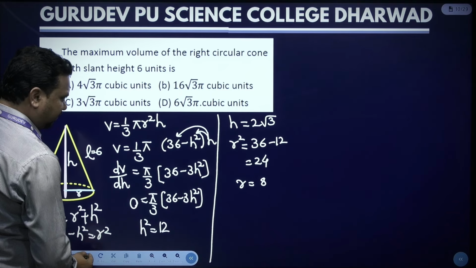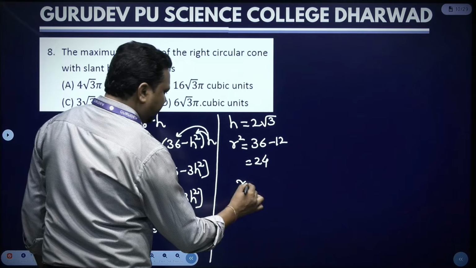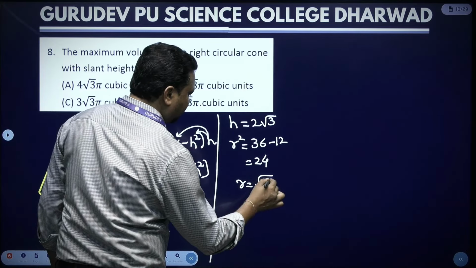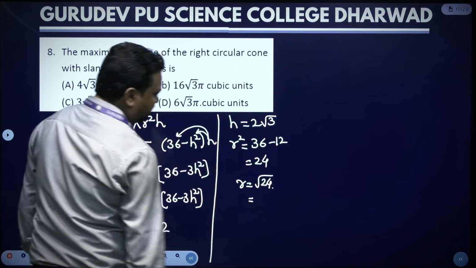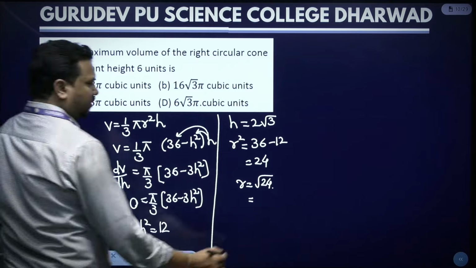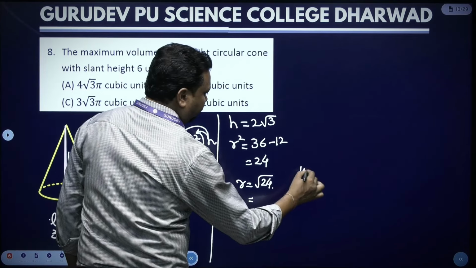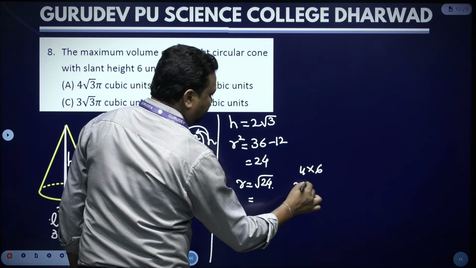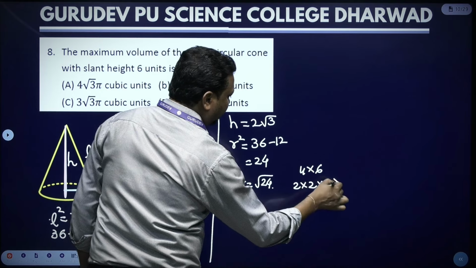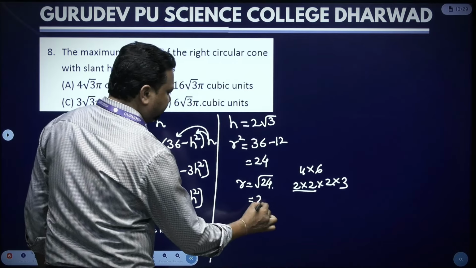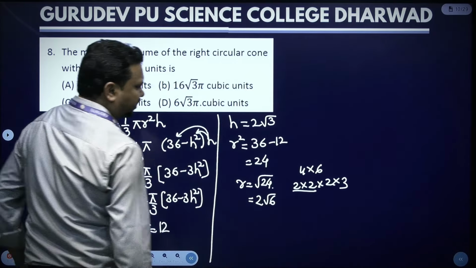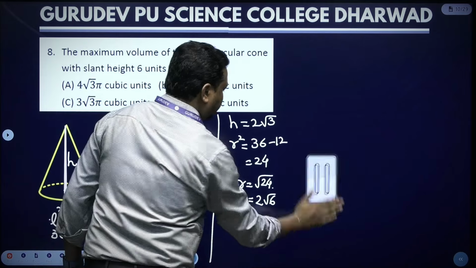Root 24 is fine because let us keep it as it is, it may help us in simplification. Root 24, you can take 4 into 6, or you can also say it as 2 into 2 into 2 into 3, so the maximum, you can take 2√6. 2√6 is also fine, done.